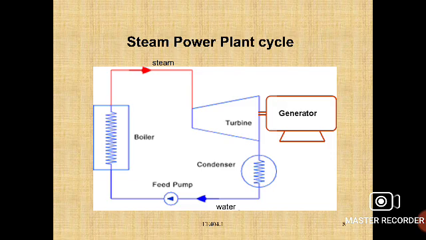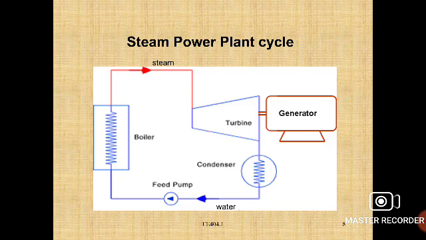The steam is supplied from the boiler to the turbine. The turbine will be rotated at high speed. The energy is transferred to the generator, and the generator will be rotated with a high amount of speed. Finally, the power will be generated.